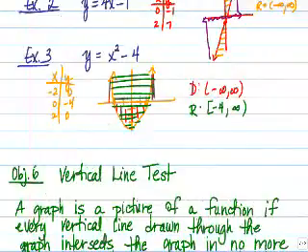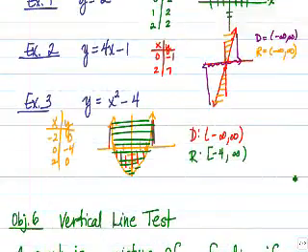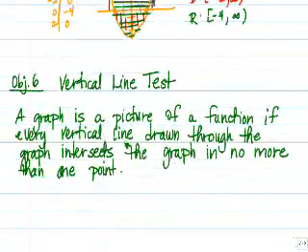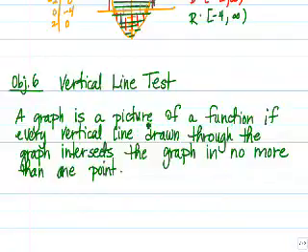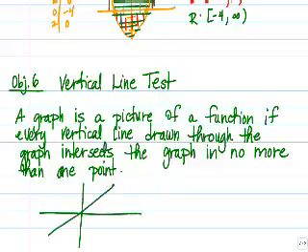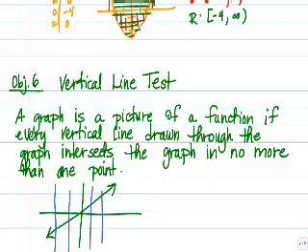Now, how do we know these graphs are functions? You can do a test called the vertical line test. If you have a graph, we know that it's a picture of a function if every vertical line drawn through the graph intersects the graph in no more than one point. Here is an example of this linear function. We know it's a function based on what we looked at before. Every x has only one output value, and the vertical line test says if I draw any vertical line down through that graph, it can't hit more than one point on the graph. Well, it's only hitting one point, so this is a function. We say it passes the vertical line test.